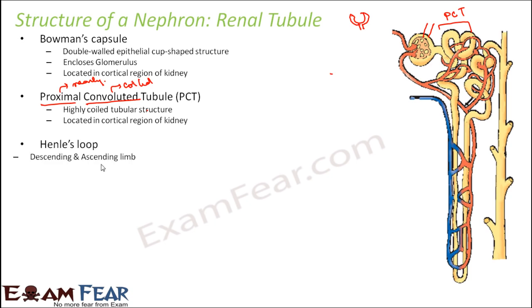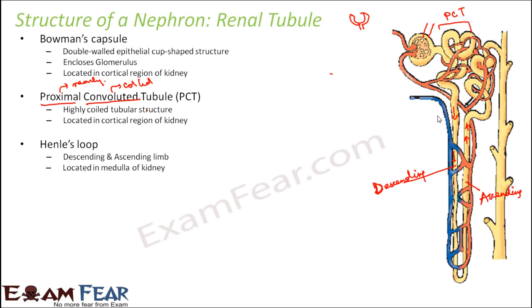Next is the Henle's loop. It has two limbs. Basically, the Henle's loop is a U-shaped structure. So that is why it has two limbs. One is the descending limb because in this limb the fluid flows in the downward direction, and the other limb is the ascending limb because the fluid flows in the upward direction. So this is going to be the descending limb and this one is going to be the ascending limb. It is located in the medulla of the kidney. So that means this region is located in the medulla.